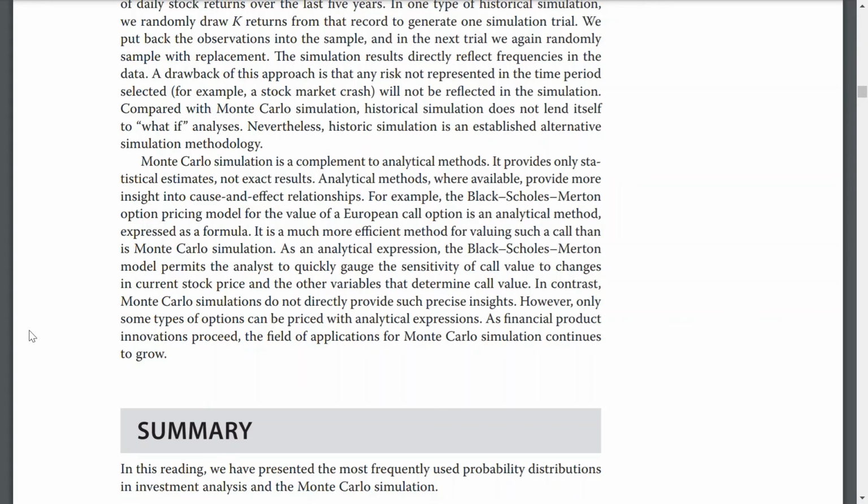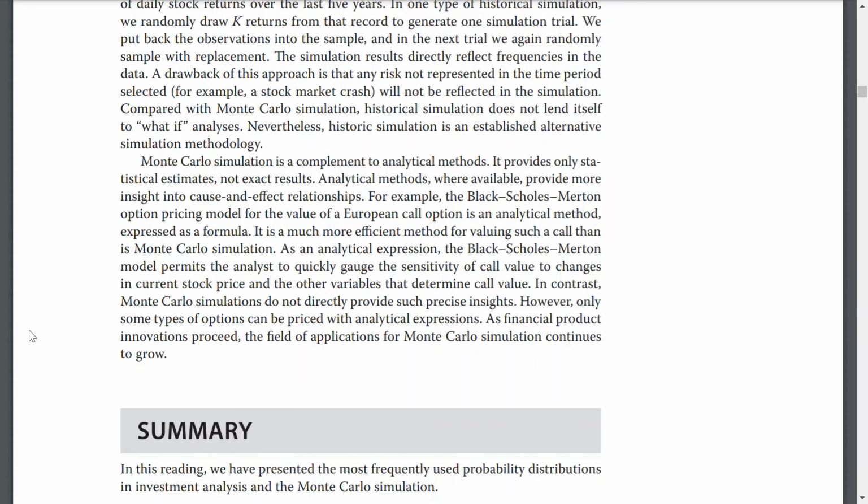Monte Carlo simulation is a complement to analytical methods. It provides only statistical estimates, not exact results. Where analytical methods are available, they provide more insight into cause and effect relationships. For example, the Black-Scholes-Merton option pricing model for the value of a European call option is an analytical model expressed as a formula. It is a much more efficient model for valuing such a call than Monte Carlo simulation. The Black-Scholes-Merton model permits the analyst to quickly gauge the sensitivity of call value to changes in current stock price and the other variables that determine call value. In contrast, Monte Carlo simulation does not directly provide such precise insights.